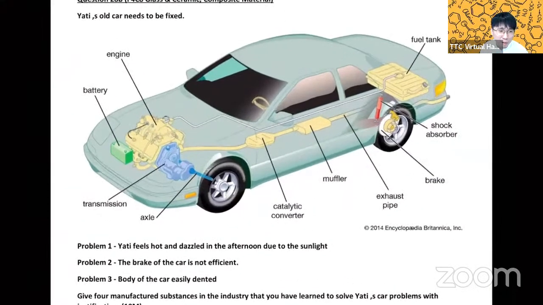Okay. So, problem number one: Yati feels hot and dazzled in the afternoon due to the sunlight. Problem number two, the brake of the car is not efficient. Problem number three, the body of the car is easily dented. What is the best way to solve this?